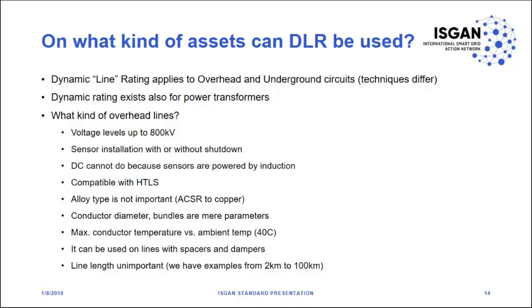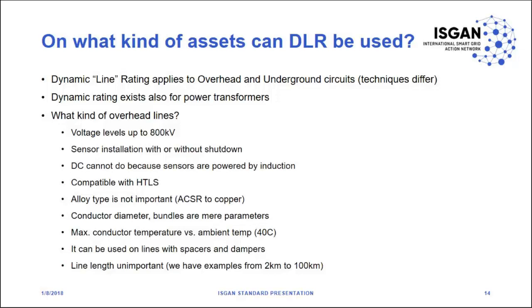Of course, the gains that you can get underground are not as spectacular as the ones you can get with overhead lines, because there is no wind to cool down the lines, and the changes in the soil are not so fast as the air. But gains are possible, and it's always good to monitor your circuits, if only for safety. After the overhead line and underground circuit, there are transformers, so there are also dynamic ratings for transformers. It's not today's subject.